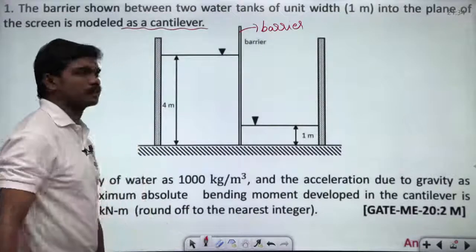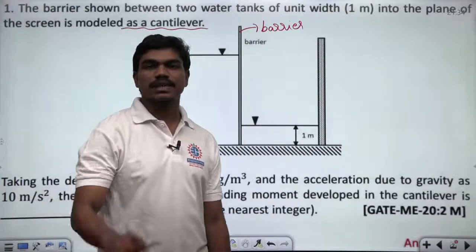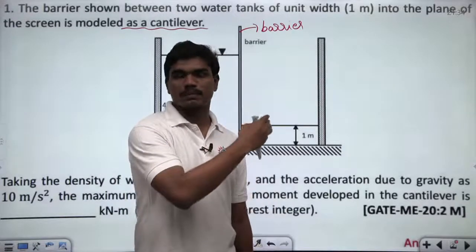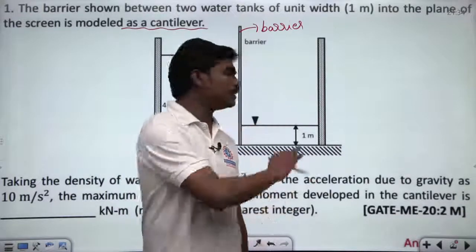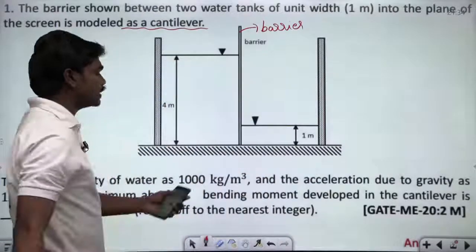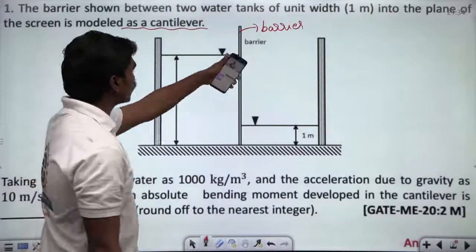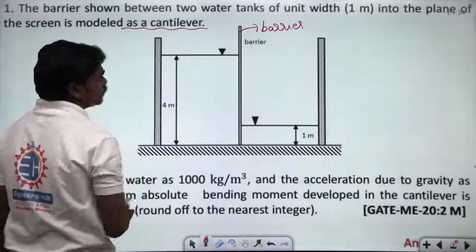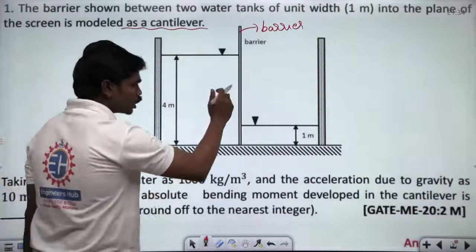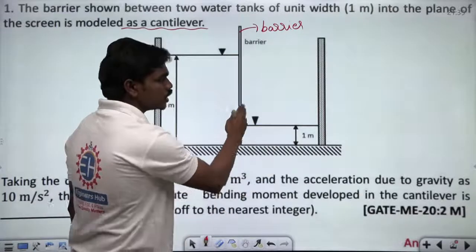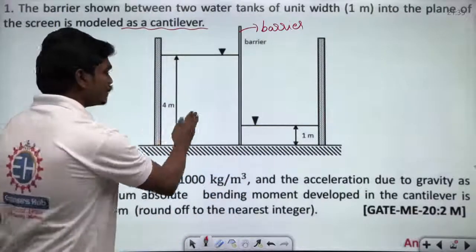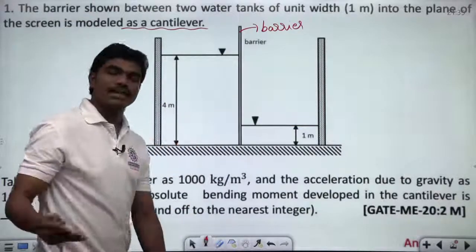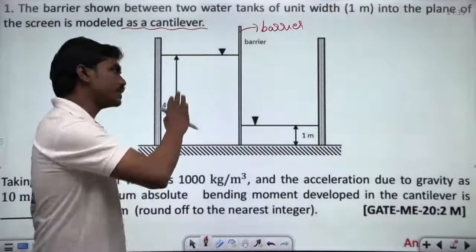So from your strength of materials basics, you know what a cantilever beam is. Basically, a beam which is fixed at one end and left free at the other end. So this is how the barrier is modeled as a cantilever. Then there is a water column of height 4 meters to the left of this barrier, and also a water column of height 1 meter to the right of this barrier. Whenever we have two different fluid levels on both sides of the barrier, then definitely there will be some force imbalance on either side of the barrier.